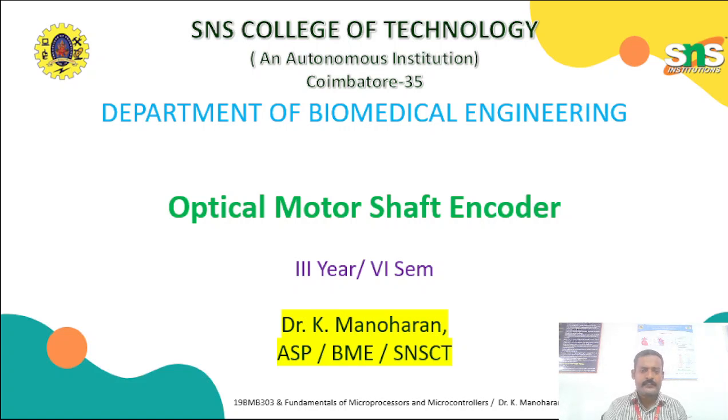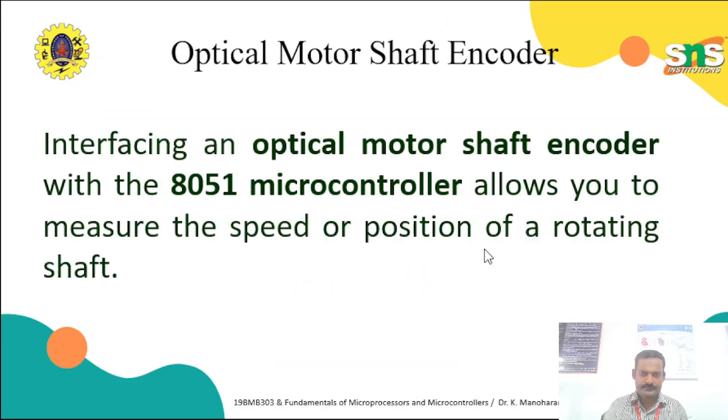So today in class we are going to discuss the optical motor shaft encoder. This is the concept that will be used to measure the speed or position of that particular motor shaft. It will be interfaced with the 8051 microcontroller to measure the position or the speed of that motor. Both can be measured by using this mechanism.